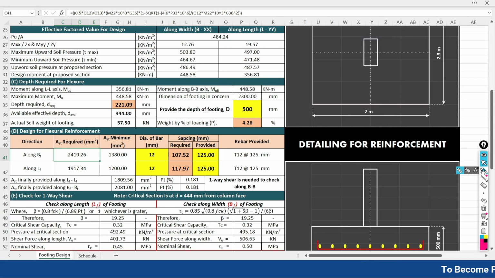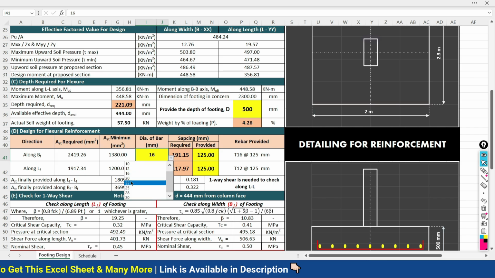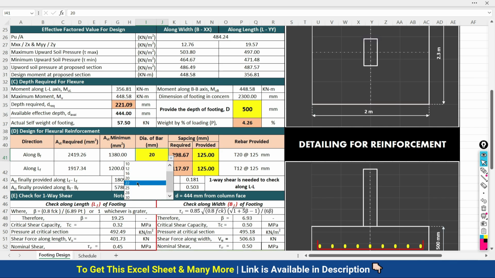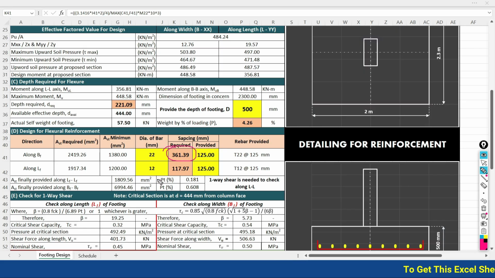And the minimum area of the reinforcement required is also given here. Now the important thing is what diameter of the bar you would like to choose. Here I would like to choose the diameter of bar as 16. Here I would like to choose the diameter of bar 20. Here I would like to choose the diameter of bar 22. Whatever the diameter of the bar you choose, the spacing requirement is going to be adjusted accordingly. But as per our codal recommendation, the maximum spacing allowed is only 300 mm.